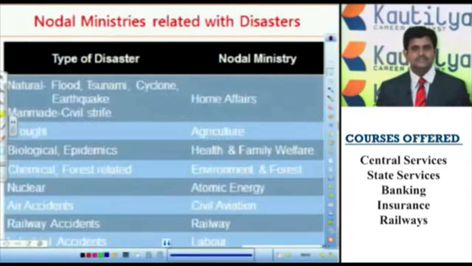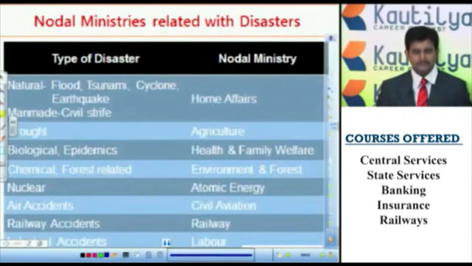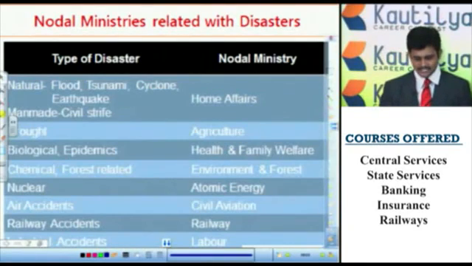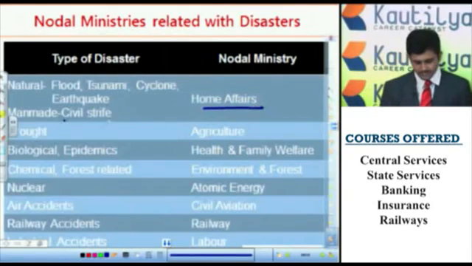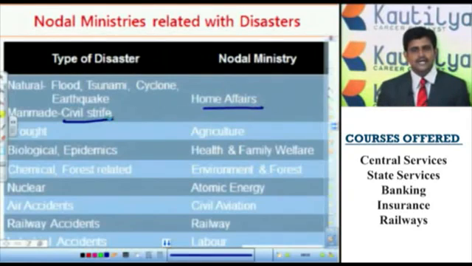So other than these main institutions, many other institutions have been established to control these disasters. Before going into the details of that, let's see the ministries and the disasters. Natural disasters come under the Ministry of Home Affairs, except drought. Drought comes under the Ministry of Agriculture. And in the case of man-made disasters, except civil strife, all the remaining disasters have their own portfolios. Civil strife comes under the Ministry of Home Affairs. Next is drought. Drought, as I told you, comes under the Ministry of Agriculture. Next is biological disasters and epidemics. They come under the Ministry of Health and Family Welfare.